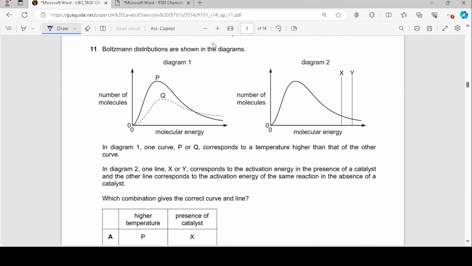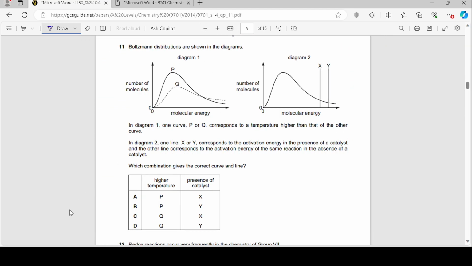Boltzmann distributions are shown in the diagrams. In diagram 1, one curve, P or Q, corresponds to a temperature higher than that of the other curve. In diagram 2, one line, X or Y, corresponds to the activation energy in the presence of a catalyst, and the other line corresponds to the activation energy of the same reaction in the absence of a catalyst. Which combination gives the correct curve and line?